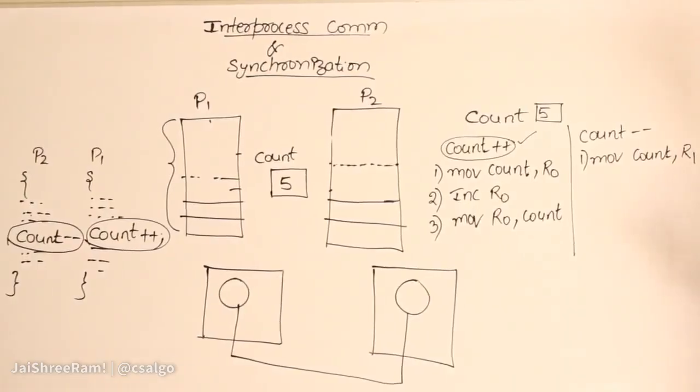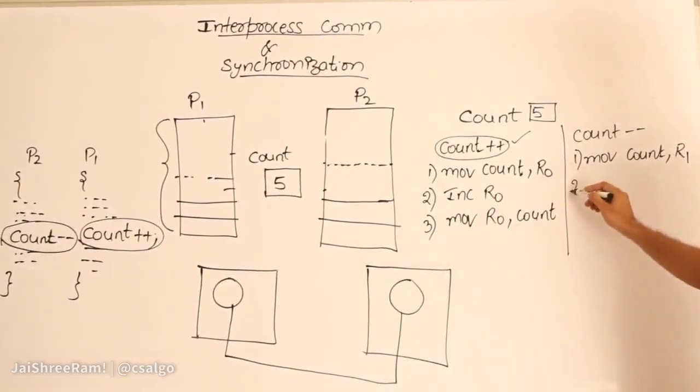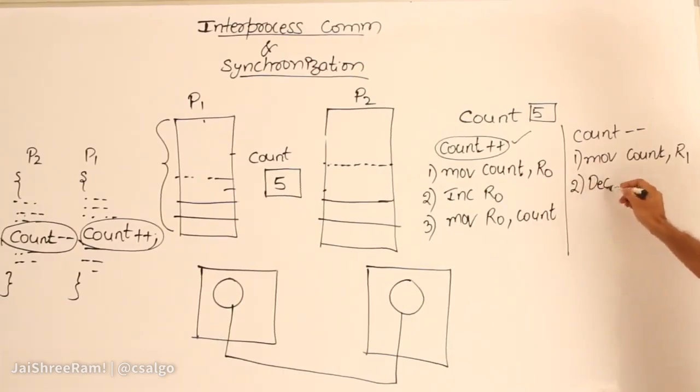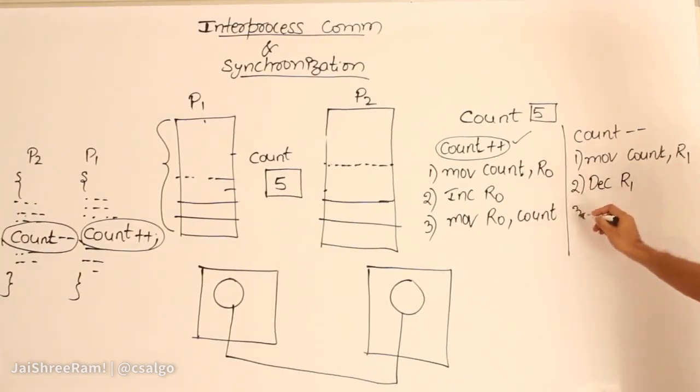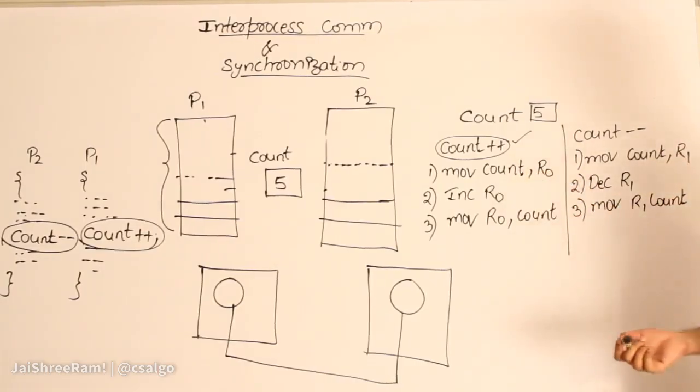So it doesn't change anything, it will just not create any confusion for you. And now the second thing is decrement R1, and the third thing is move R1 into count. So this is how count minus minus is going to be implemented, and this is how count plus plus is going to be implemented.